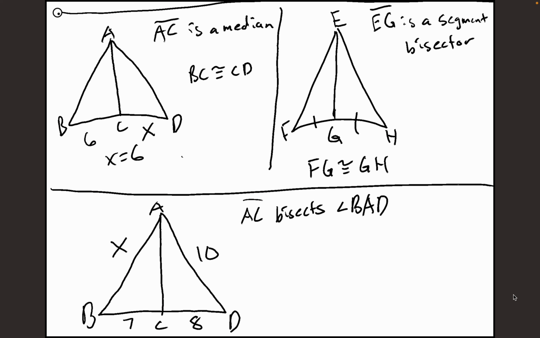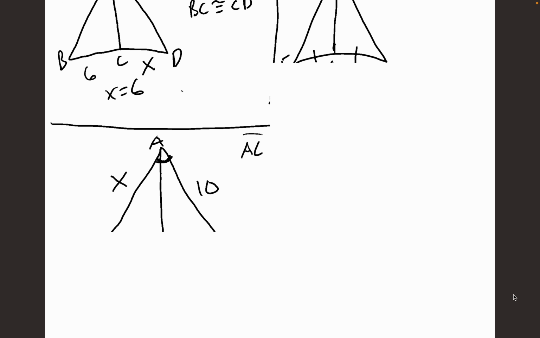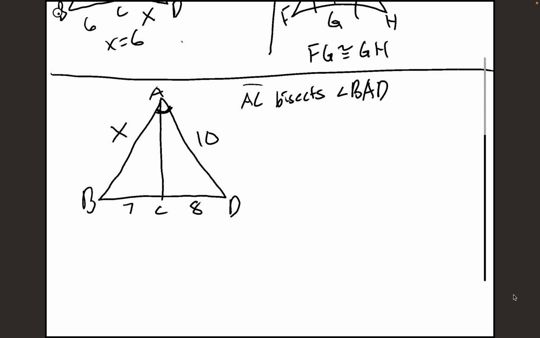This time it's not a segment bisector. It's going to be bisecting the angle BAD. So this time we have to set up a little equation in order to solve. You will need a calculator for this part. I'm going to show you the way you're supposed to do it, and then I will show you an easier way of doing it.